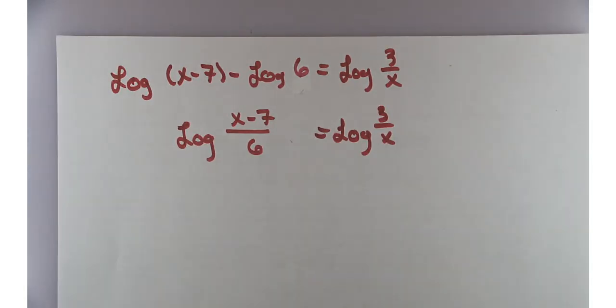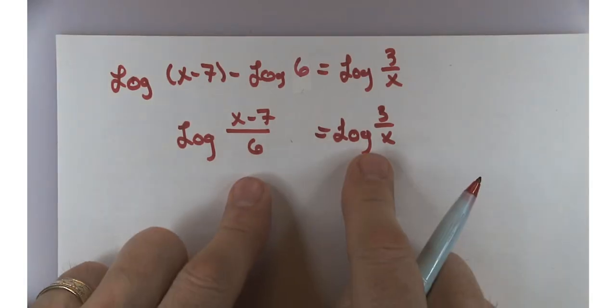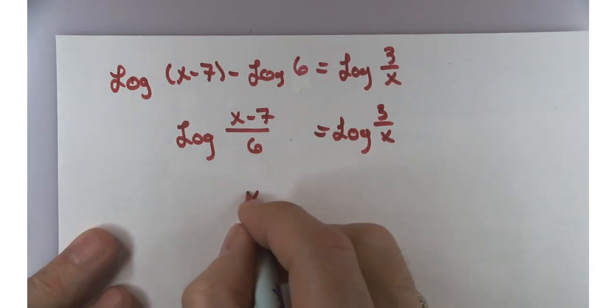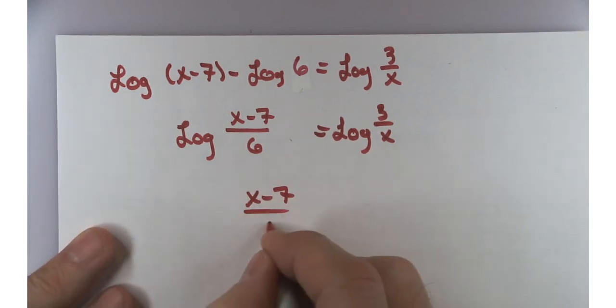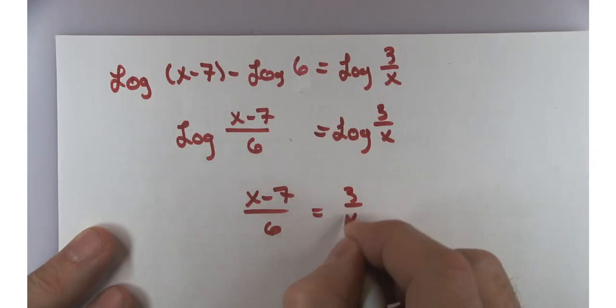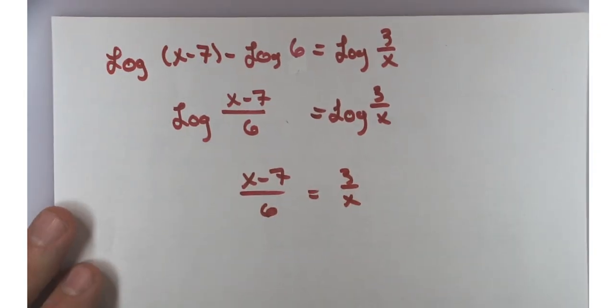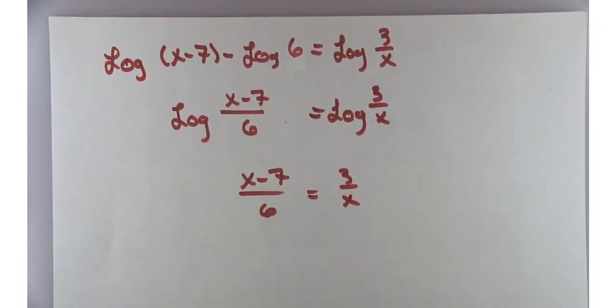Nice. So now you've got the log of something equals a log of something else. I'm not going to bother doing that exponentiation step this time. It's just going to be x minus 7 over 6 equals 3 over x. Now what?